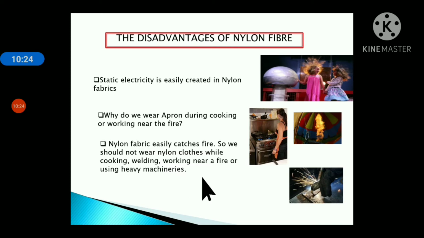So nylon has disadvantages also. You have to be careful with nylon. Okay children.